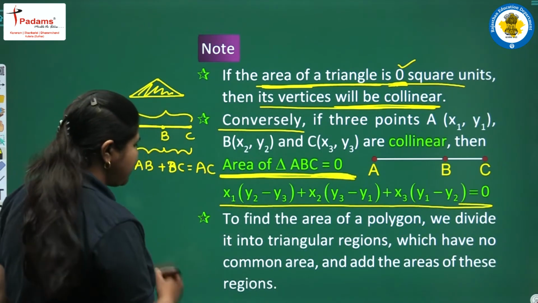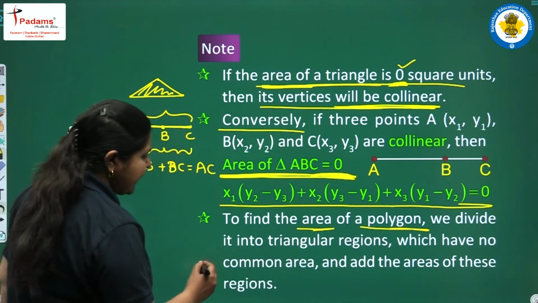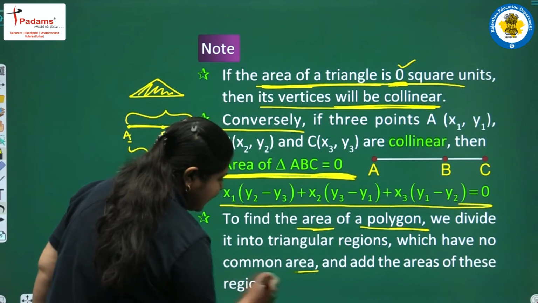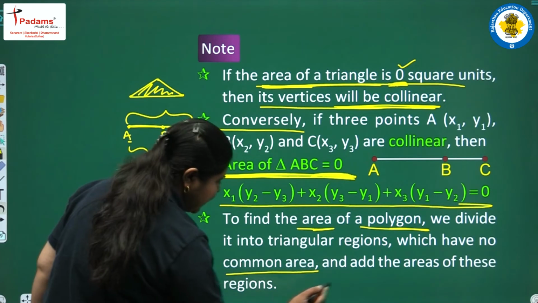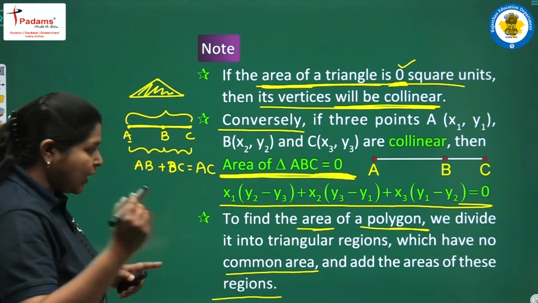Now next important point is to find the area of a polygon. We divide it into triangular regions which have no common area and then add up the areas of these regions. Now here we will be using this formula, and how to use it.